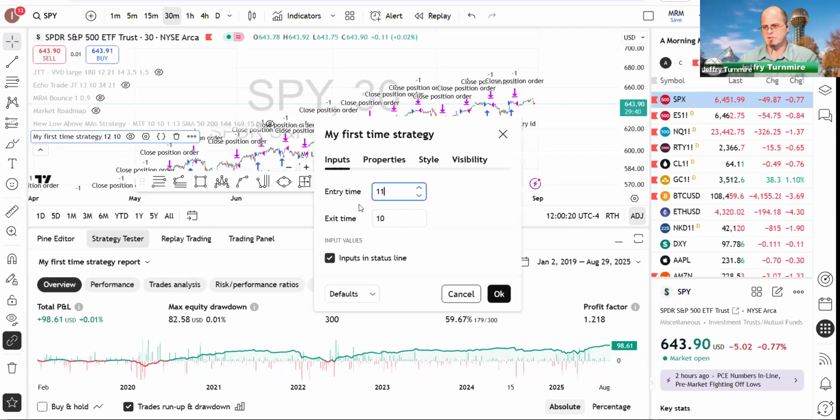Anybody finding value in this? Anybody liking it? Love the feedback.